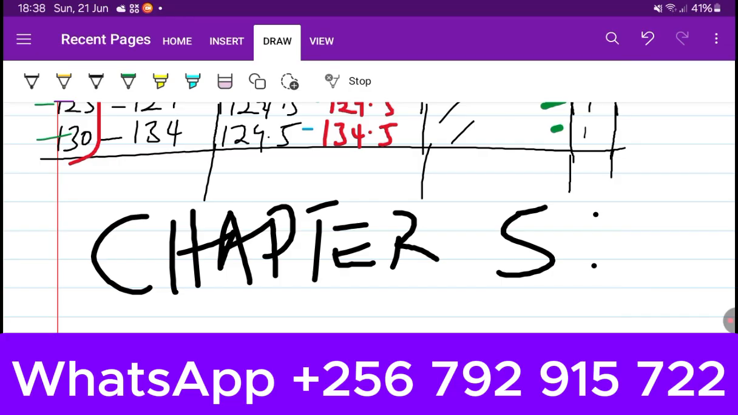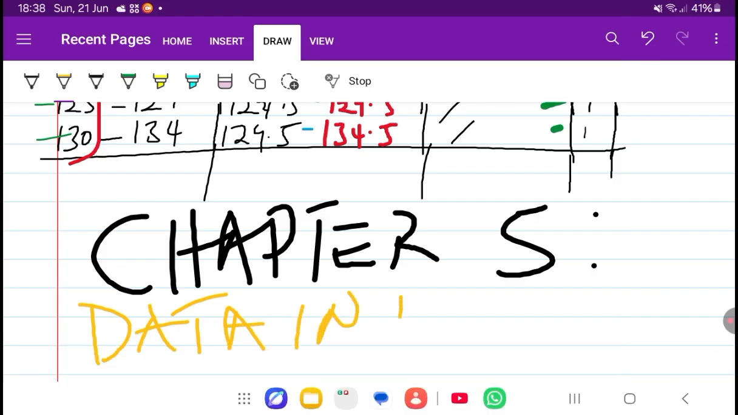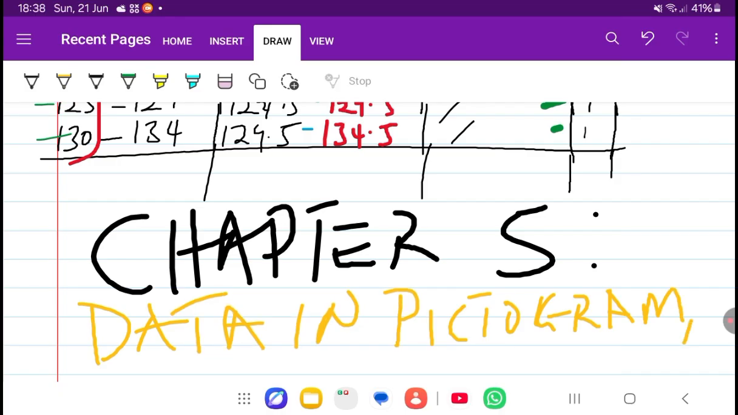So this is all about data presented in pictographs, pictograms, charts, and then graphs.